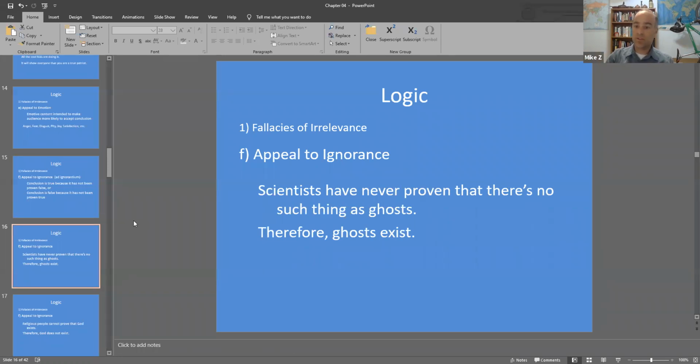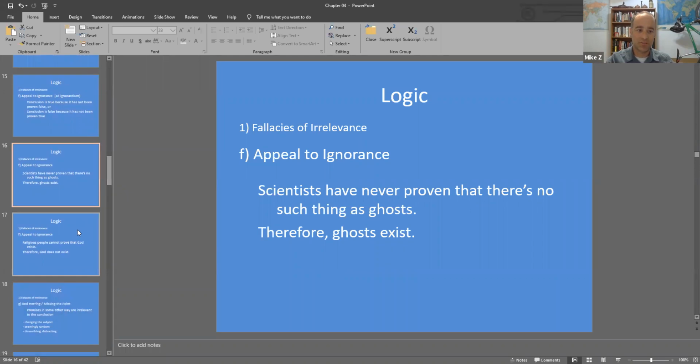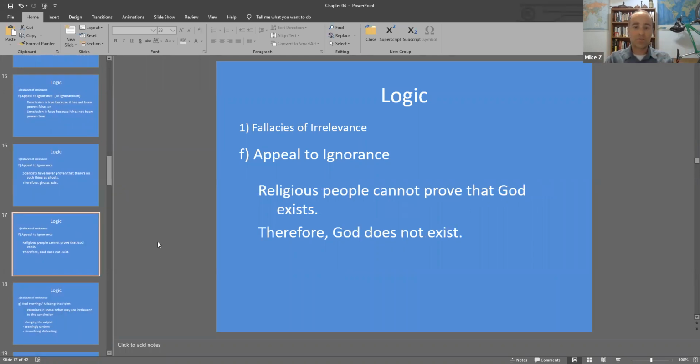So scientists have never proven that there's no such thing as ghosts. So therefore, ghosts exist. Okay, yeah, scientists have never proven that there's no such thing as ghosts, but that in and of itself is not a good reason for believing that ghosts exist. We need all kinds of independent evidence in favor of ghosts existing to accept that conclusion. Going the other direction, somebody who's an atheist might say, well, religious people cannot prove that God exists, so therefore God doesn't exist. Okay, well, that's an accurate premise, but that in and of itself should not be any kind of decisive reason in favor of believing that God does not exist. Just because we haven't proven that he does exist.